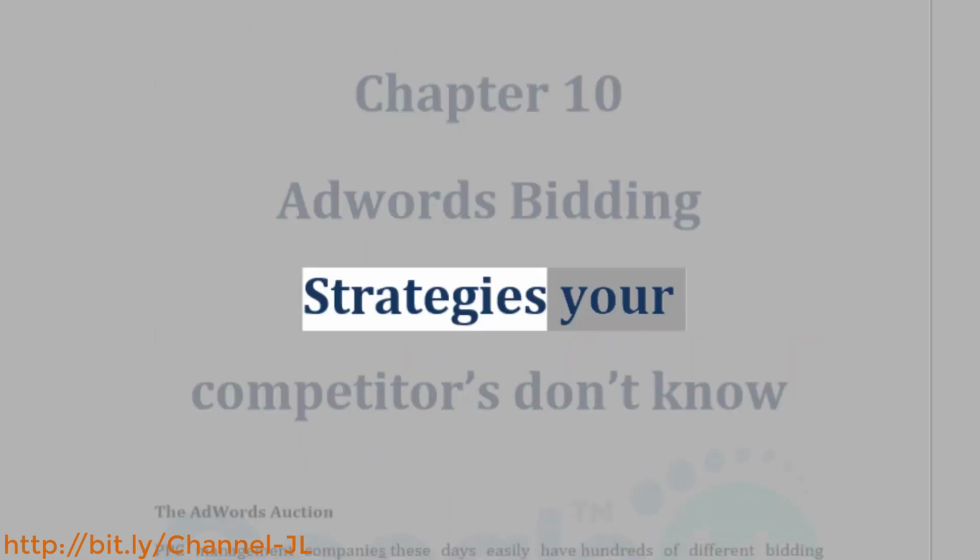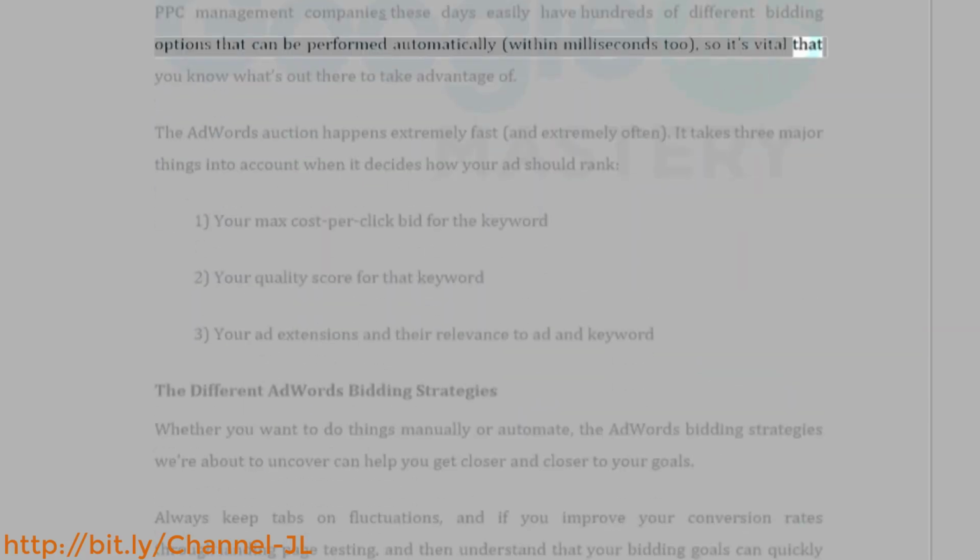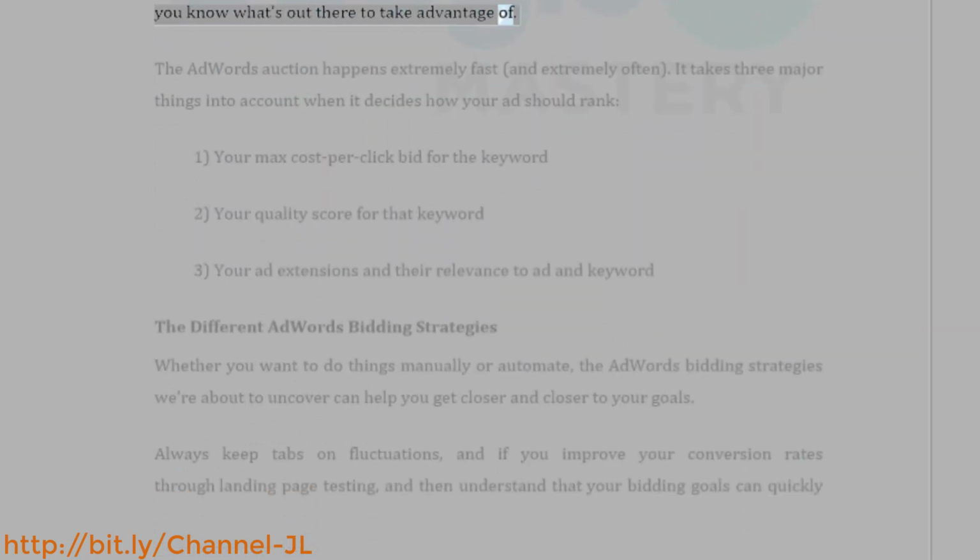Chapter 10: AdWords Bidding Strategies. Your competitors don't know the AdWords auction. PPC management companies these days easily have hundreds of different bidding options that can be performed automatically, within milliseconds too, so it's vital that you know what's out there to take advantage of.